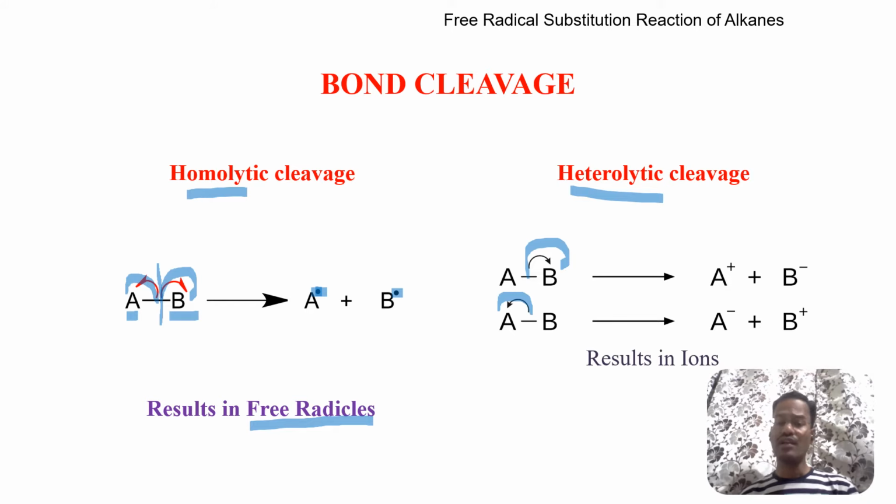The negatively charged ion is called an anion and a positively charged ion is called a cation. In the next case, where both bonded pair of electrons have been given to A instead of B, as in the first example, here you can see A has got a negative charge, which is called an anion, and B has got a positive charge, which is called a cation. So based upon the type of bond cleavage, we can decide whether we are going to get either free radicals or ions. So this is the basic essence of our today's class.